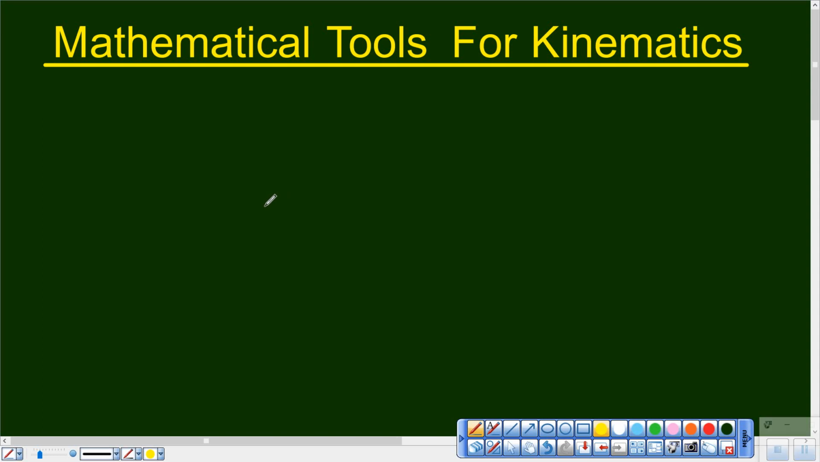As I promised, this is supplementary to lecture 1 on kinematics. Here I deal with all the mathematical details which connect the variables which deal with the motion of a particle. In this lecture, I deal with the mathematical tools which connect the kinematical variables like displacement, velocity, acceleration, distance, and speed.